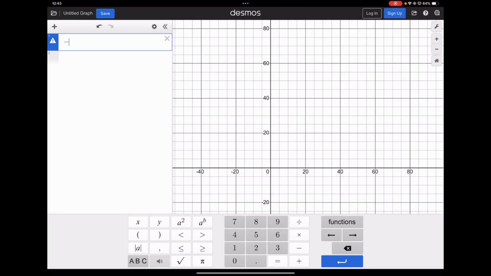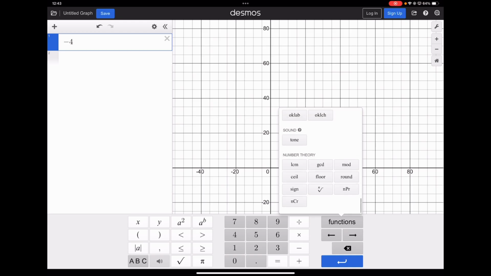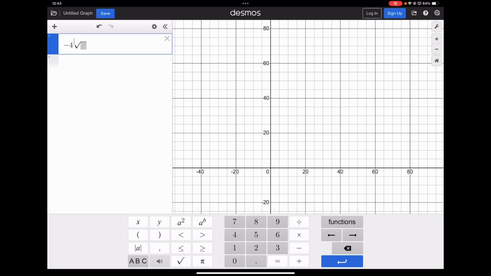And there's two ways of doing this. I can write it all in one entry line. So -4 times the cube root. Now, it's not this one right here. This one is your square root. The cube root is going to be found under functions, and you have to scroll all the way down. You'll find it right there. You'll notice that it is located in the number theory, on the third row, second column, the n root with the value of n, with that little n right there. So I click on that.